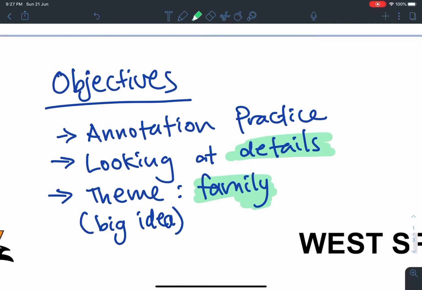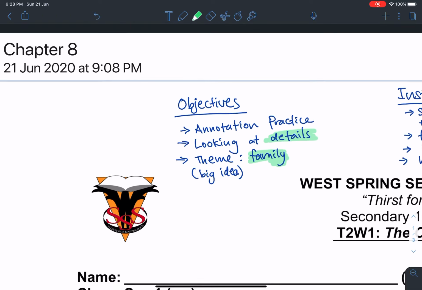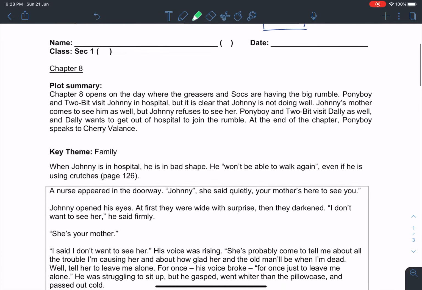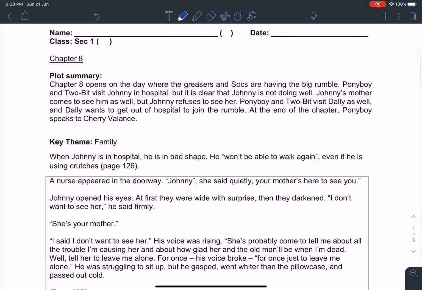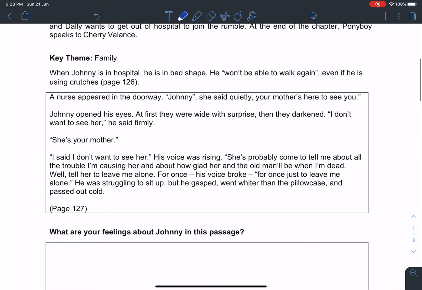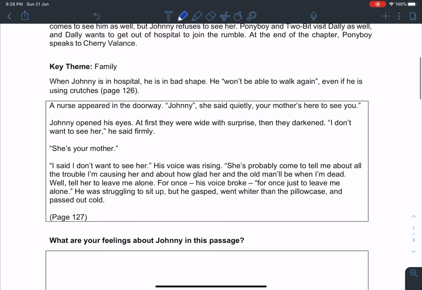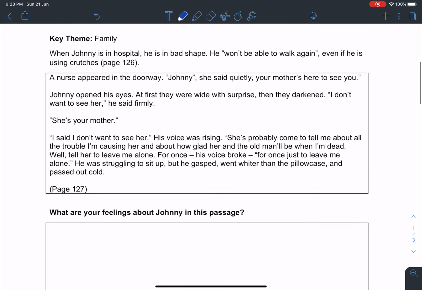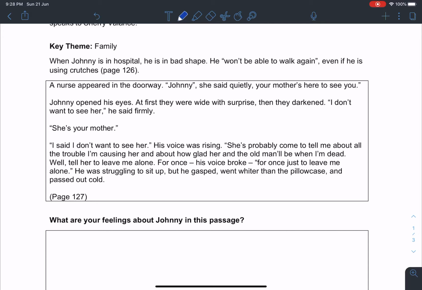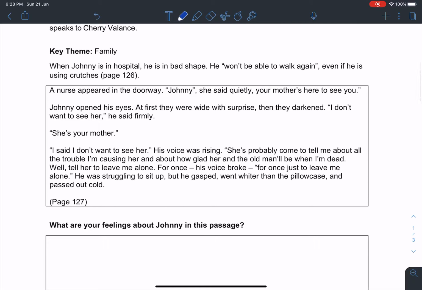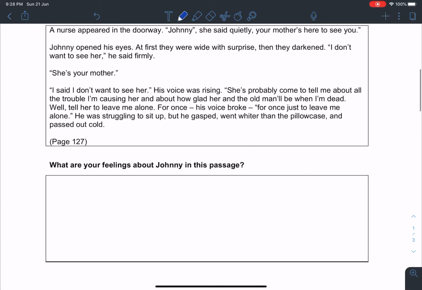Okay, so if you have a look at the worksheet which I have with me, please make sure you read through the plot summary. Make sure you have read through chapter 8. We are looking at this passage where Johnny is in the hospital, he's in bad shape, and then what we see is that the nurse tells Johnny that his mum has come to see him. Okay, obviously Johnny is very upset. So let's have a look at the question.